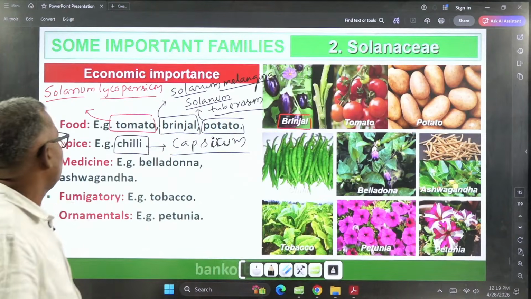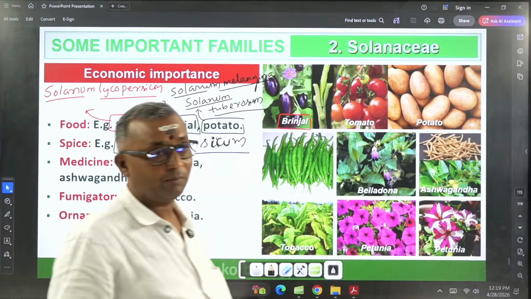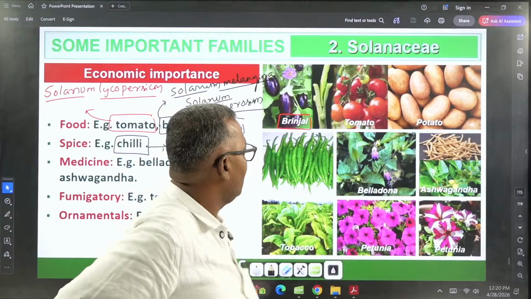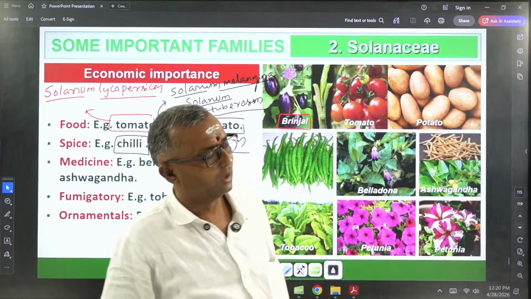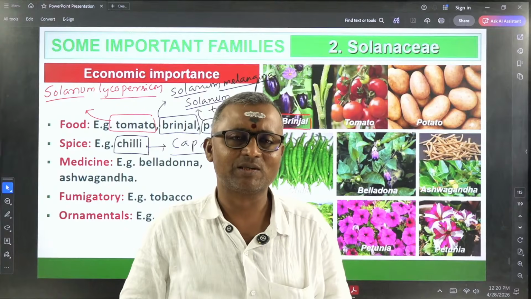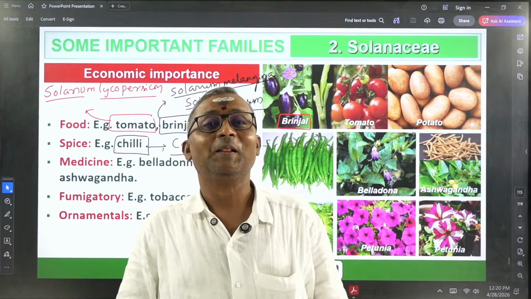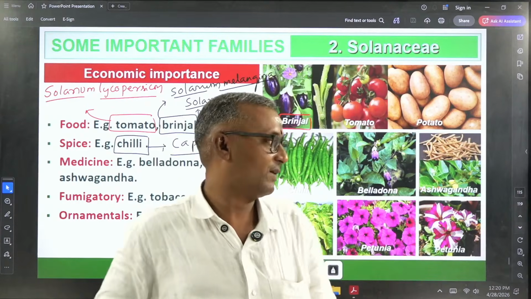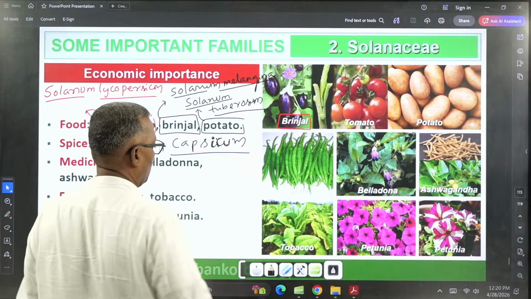Now, similarly, there are also medicinal plants in this family like belladonna. Belladonna is one example. Its botanical name is not required. It is Atropa belladonna. Then ashwagandha, it is also very well known. It is also a medicinal plant. Ashwagandha's botanical name is also not required, just for your information I am giving. It is Withania somnifera. W-I-T-H-A-N-I-A. Withania somnifera. S-O-M-N-I-F-E-R-A. Somnifera.